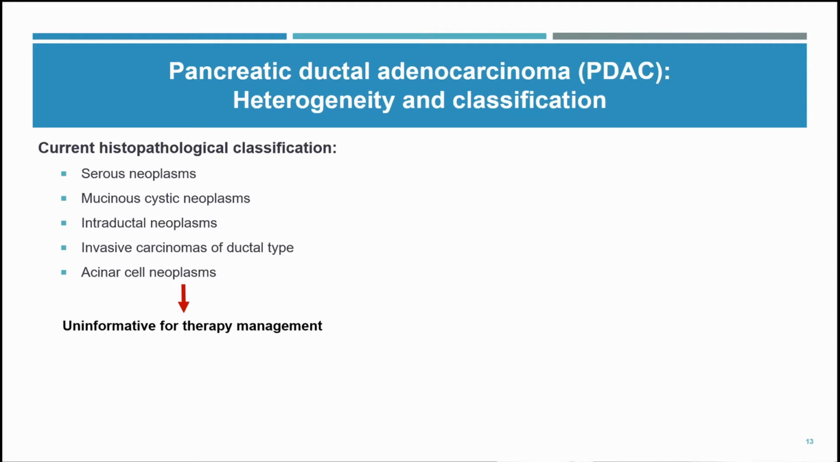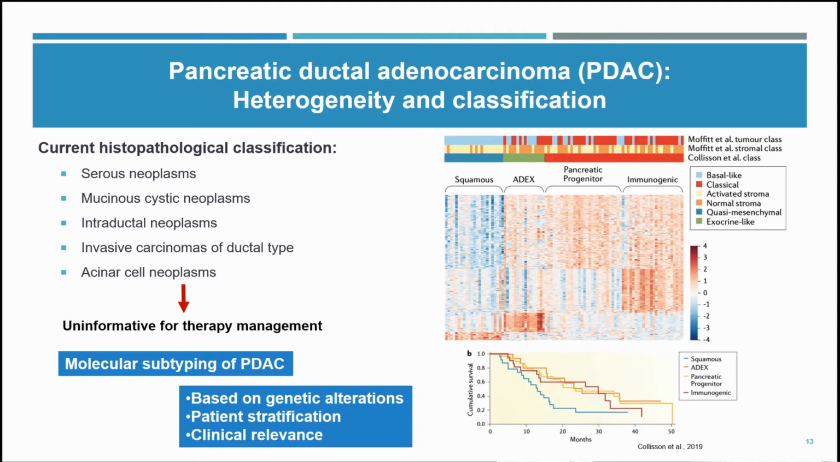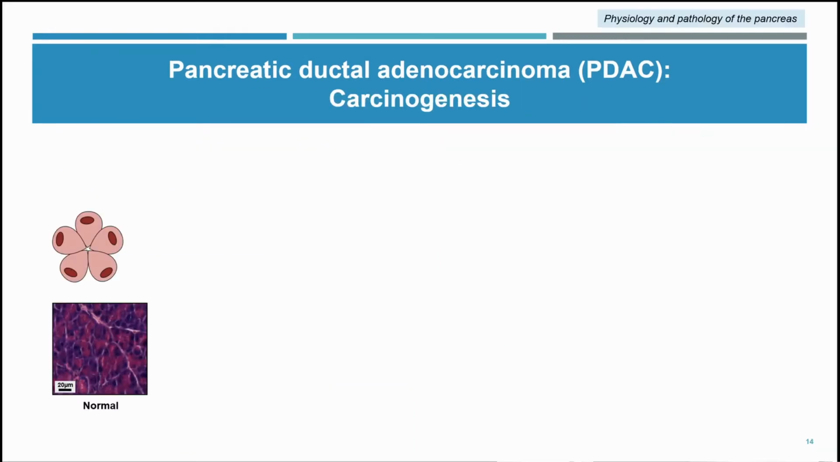Next generation sequencing and different omics-scale technologies have allowed us to molecularly subtype pancreatic cancer. By molecularly subtyping pancreatic cancer according to its genetic alterations, we could have better tools for selecting the best treatment for patients. This would also provide clinical relevance on how to treat these patients. Molecular subtyping is still at its early steps, and it's not currently used in clinical practice.